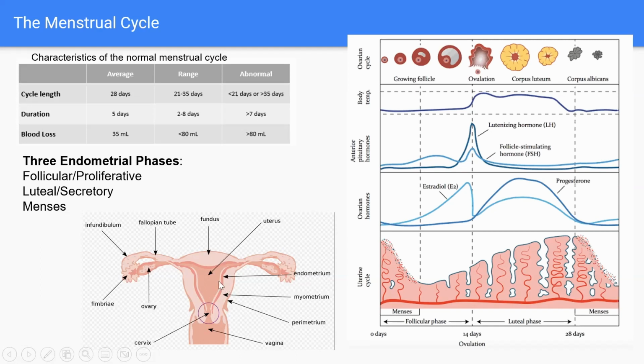Now, the endometrium here is the innermost lining of the uterus, okay? So it's close to the cavity. Lateral to that is your myometrium, which is your uterine muscle. And then you have the perimetrium, which is like the outside of it. So the endometrium is what's growing and changing during the menstrual cycle. And the first phase is the follicular or the proliferative phase.